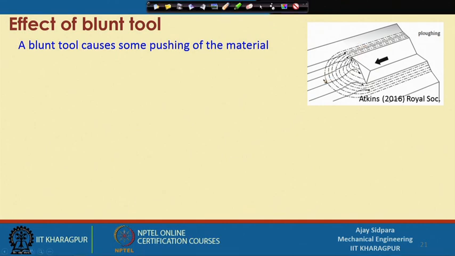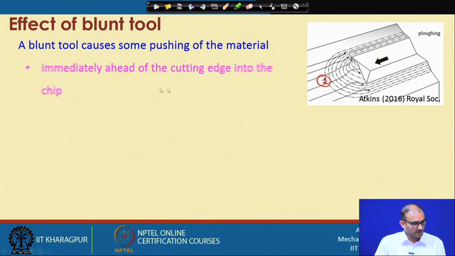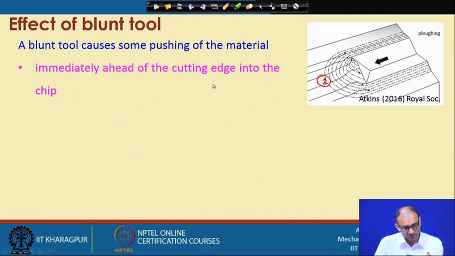pushing of the material happens in different directions. So there are different locations. Let us identify those locations first. So, let us put this one as the first. That is called immediately ahead of the cutting edge into the chip. So, now this is our chip flow. So, when this is the material, now if you see from the side view, then our tool is here.